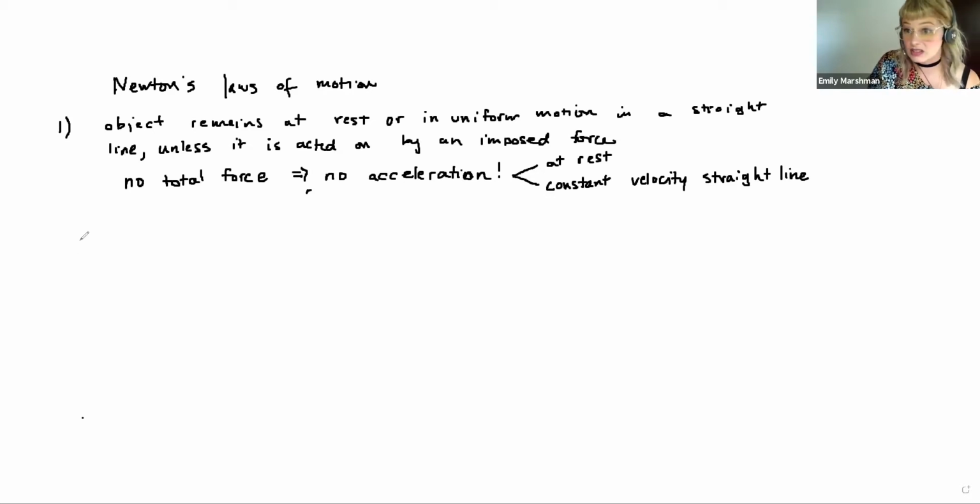Now, to get the box to move in the first place, I have to apply a force that's greater than the force of friction, and that gets it to accelerate and start to move. But once I get it moving and I apply a force that's equal to the force of friction on the box, it's just going to keep moving at a constant speed in a straight line.